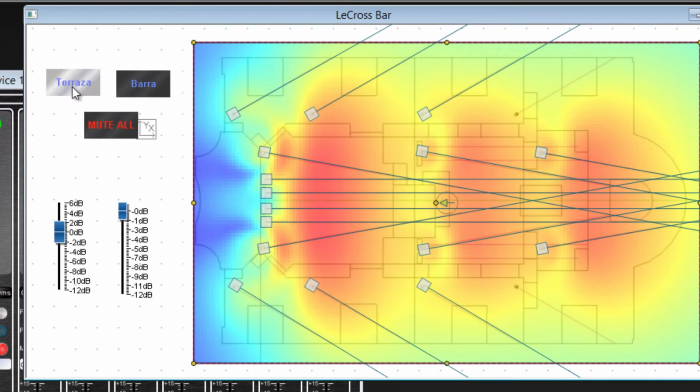To accommodate this, we created a mute group to turn on or off the sound for the terrace. We also created two volume or gain controls, one for the restaurant where people were dining, and another for the bar to keep volume levels acceptable for bartenders and other employees. We also created a mute all button to mute the entire system in emergencies.